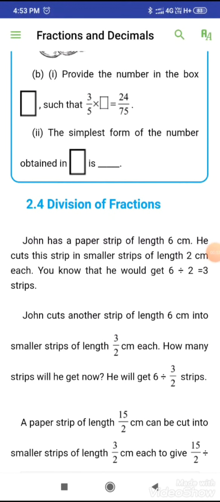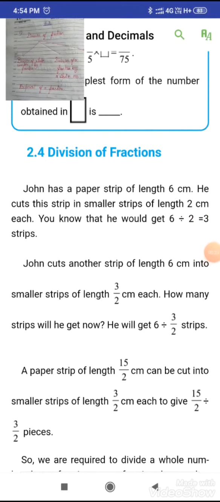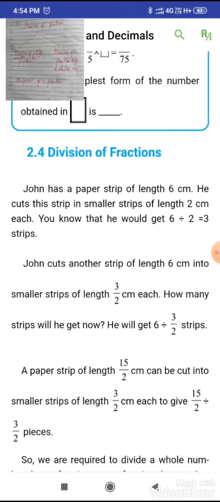Hello students, in this video you will learn division of fractions. In your previous classes you had learned how to divide two numbers, and in class 7th you learned how to divide two fractions. So students, in exercise 2.4 you will find three types of question related to the division of fraction.